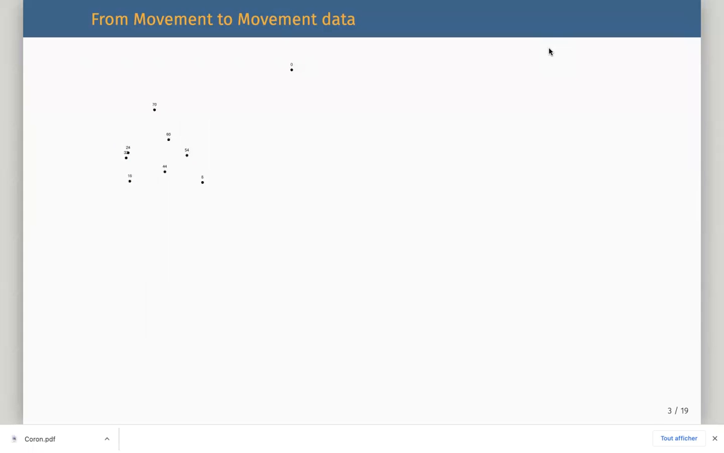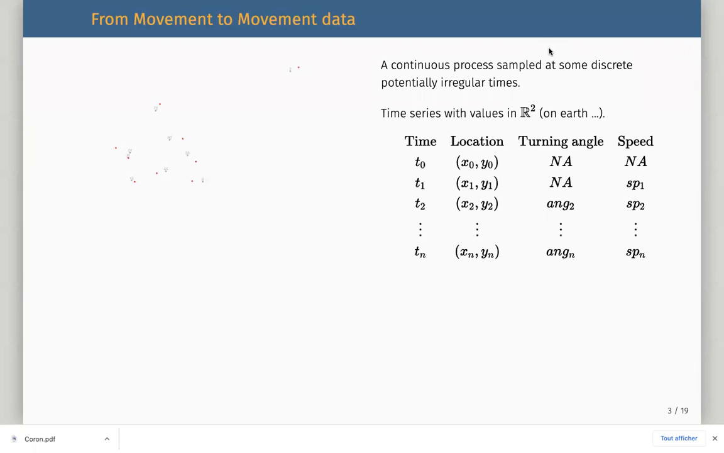Of course, you don't have the information on the actual movement, you just have the position over time. And you can also have imprecise localization of the position, so instead of the actual position, you have a noisy version of it. From a statistical point of view, it's just a time series of bidimensional data associated with time.